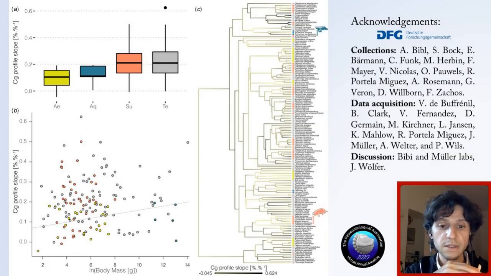An ancestral state reconstruction shown in panel C suggests that each of the 5 independent acquisitions of this lifestyle is associated with a decrease in that slope. Concerning subterranean species, the present results showcase that each of the 5 independent acquisitions of this lifestyle is associated with a decrease in that slope.